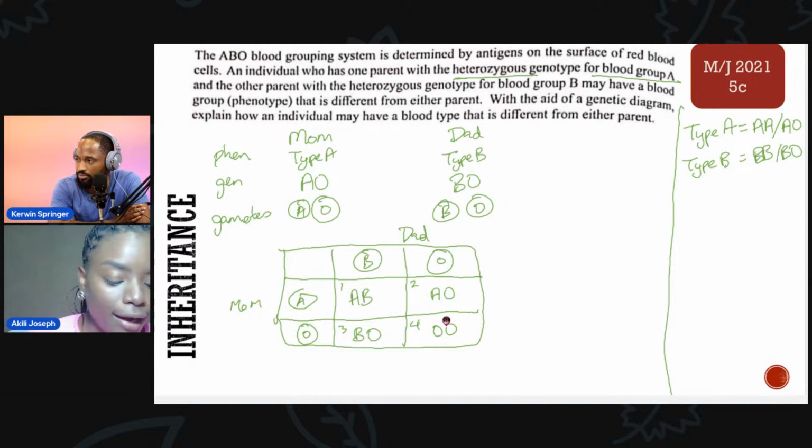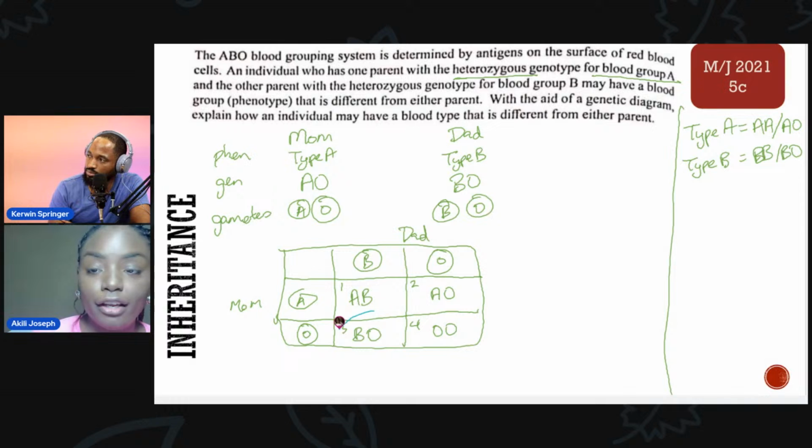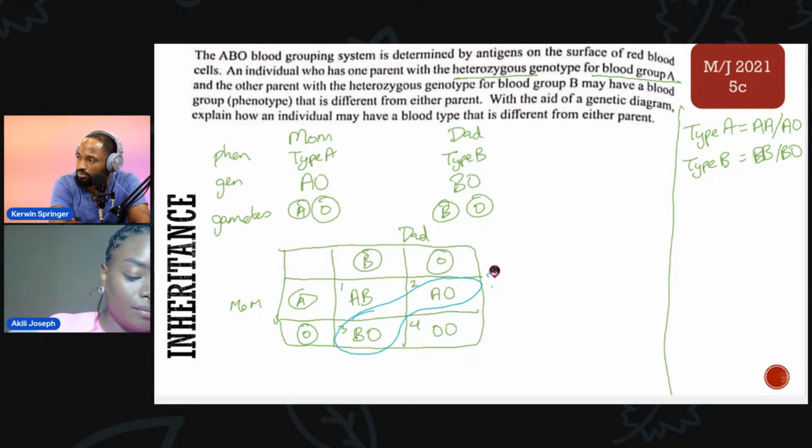So these two possibilities here give you what I'll call parental phenotypes.